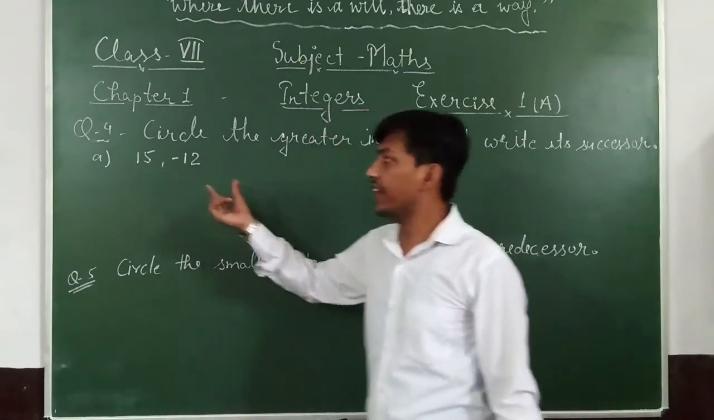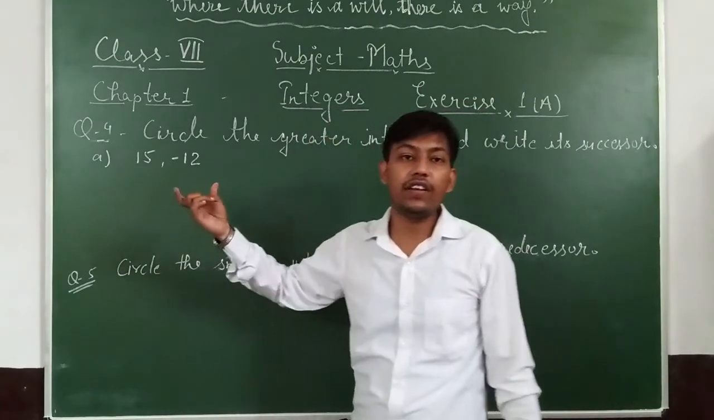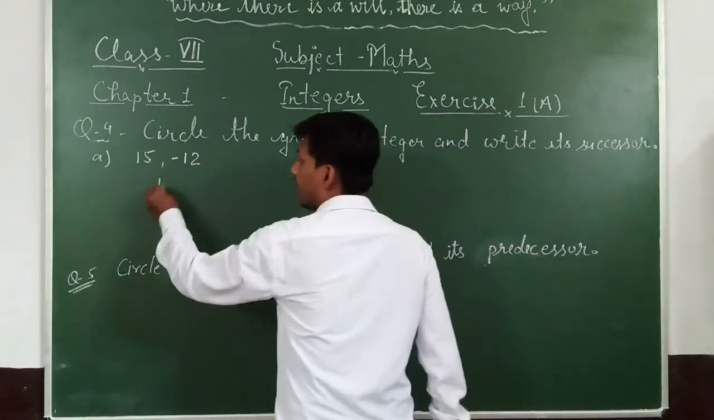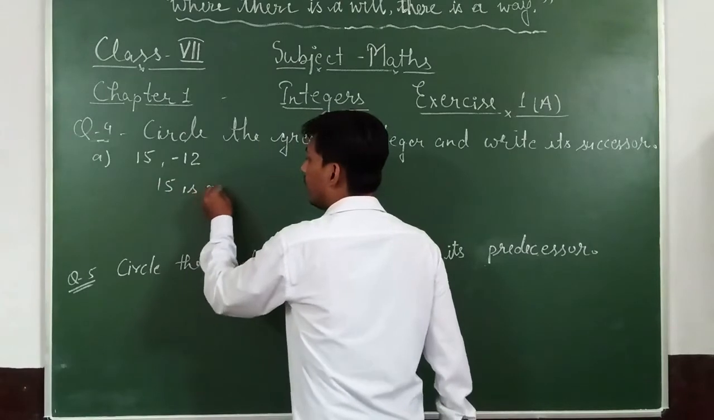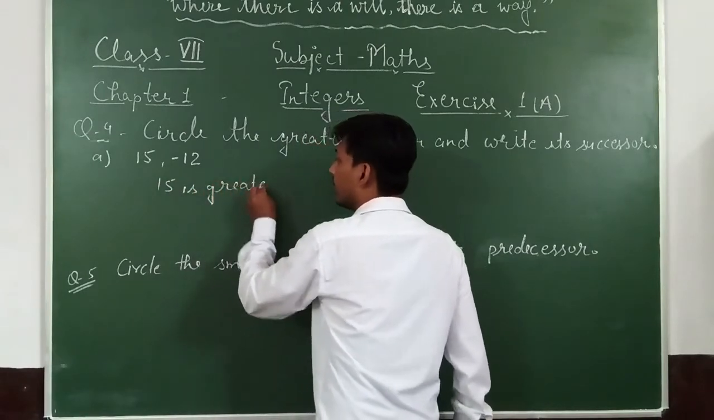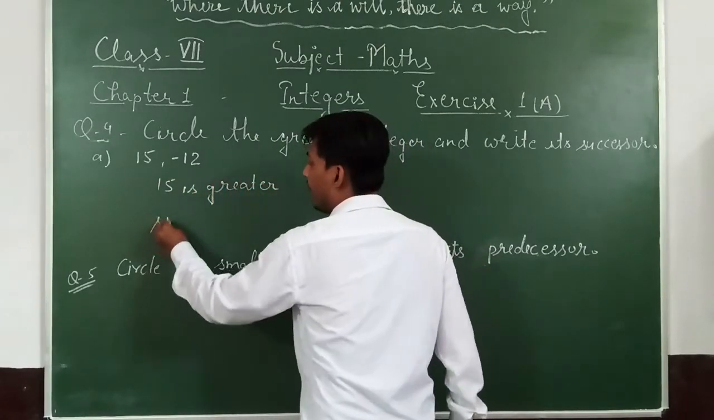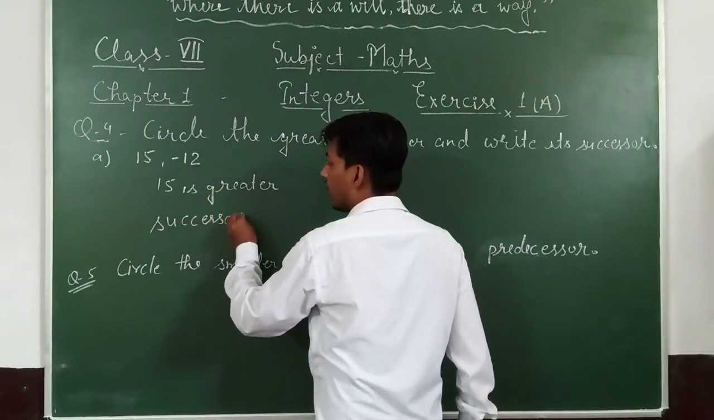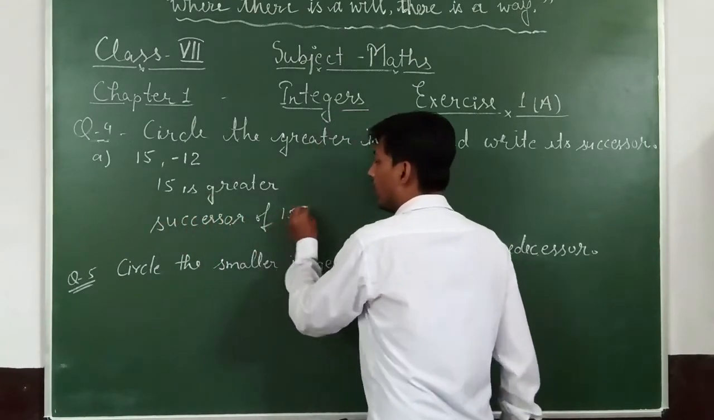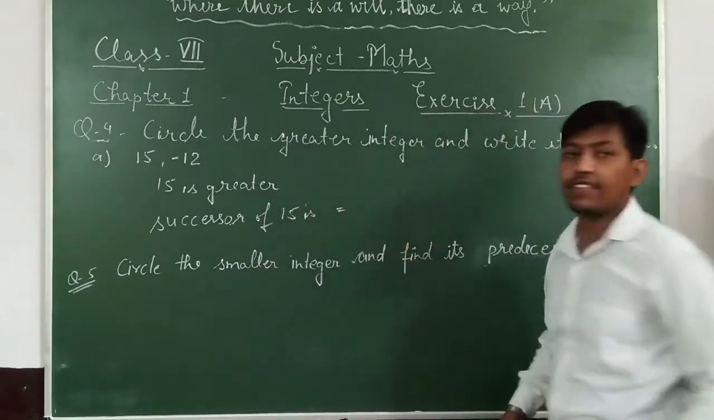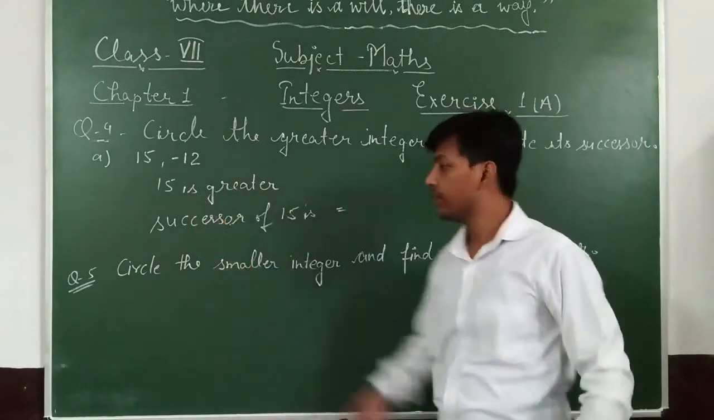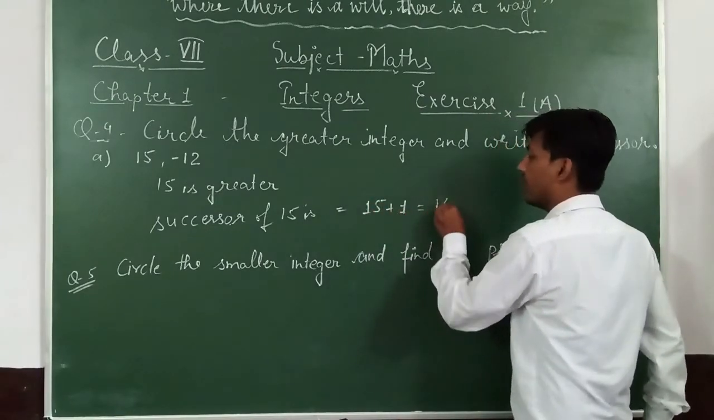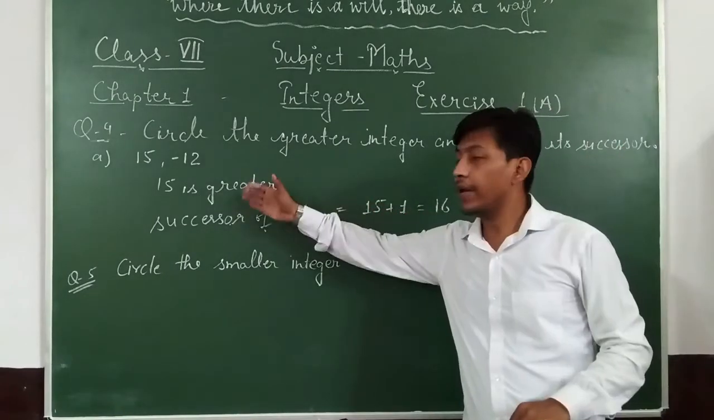So which one is greater? As we know that a positive integer is always greater than a negative integer. So 15 is greater, and successor of 15. To find successor we add 1. So 15 plus 1 is 16. Now you can do remaining parts of question number 4.